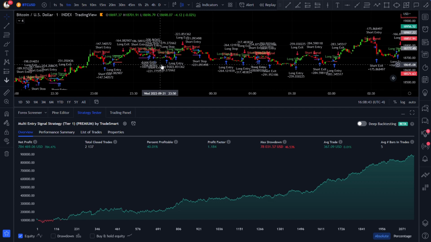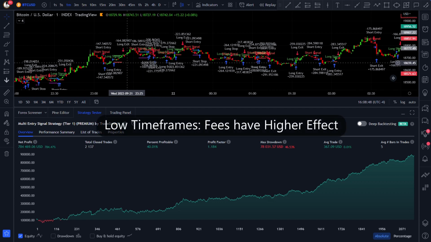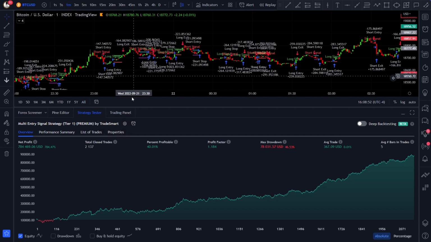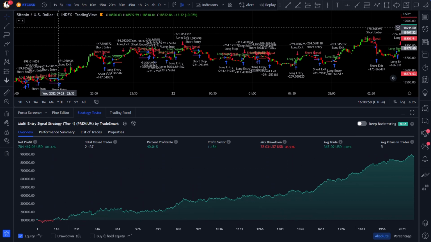The problem with trading on very low time frames like the 1-minute is that trading fees have a much higher effect on the performance of the strategy. Let me show you an example. Here you can see one of our premium trading strategy scripts on the 1-minute Bitcoin US dollar chart. It looks great at first sight, doesn't it?